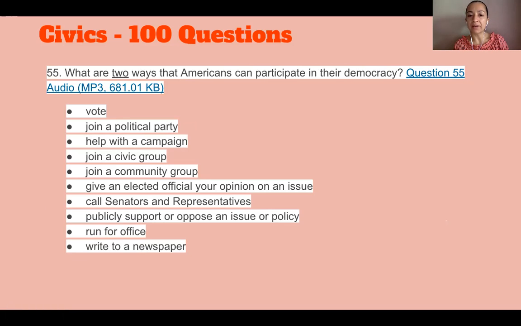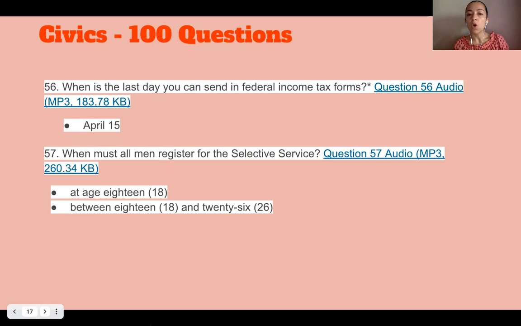What are two ways that Americans can participate in their democracy? Remember, you need to choose two from this list. Vote, join a political party, help with a campaign, join a civic group, join a community group, give an elected official your opinion on an issue, call senators and representatives, publicly support or oppose an issue or policy, run for office, write to a newspaper. When is the last day you can send in federal income tax forms? April 15th. When must all men register for the selective service? At age 18 or between 18 and 26.